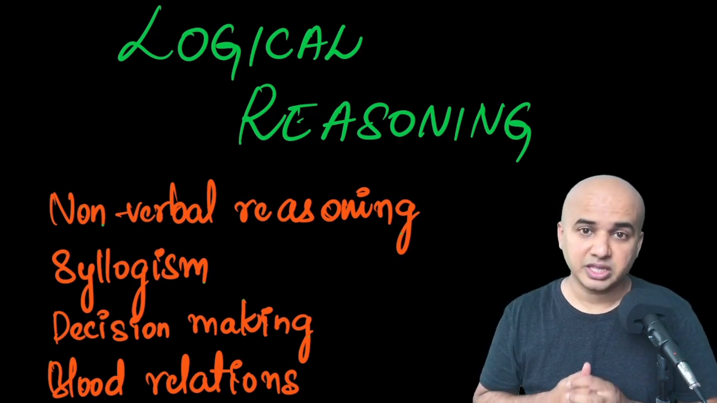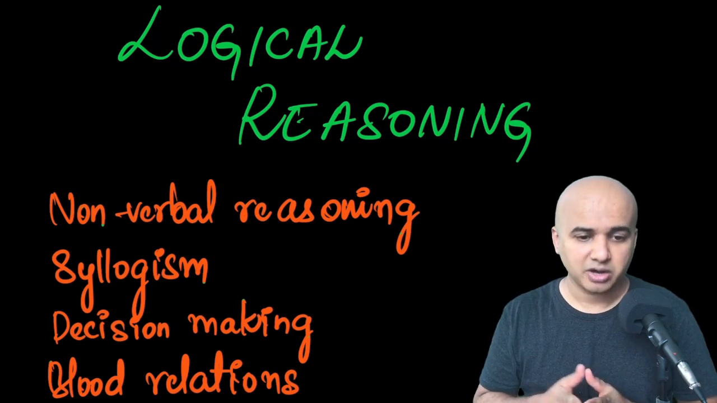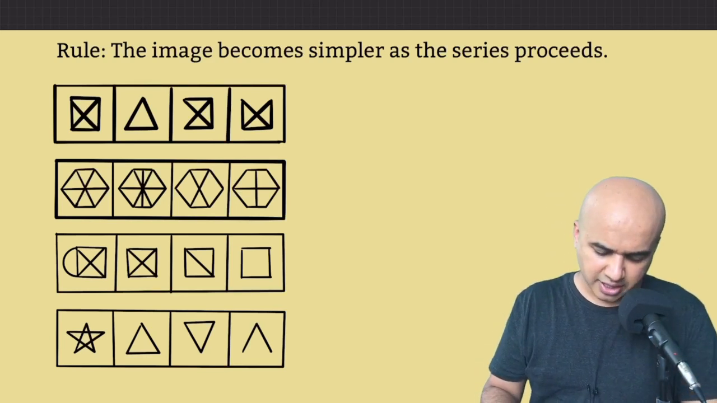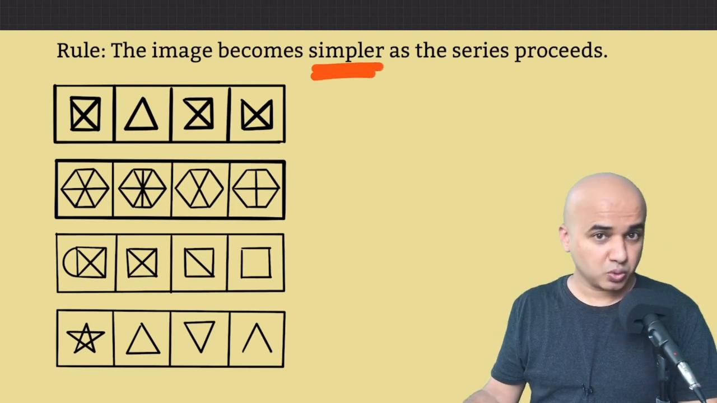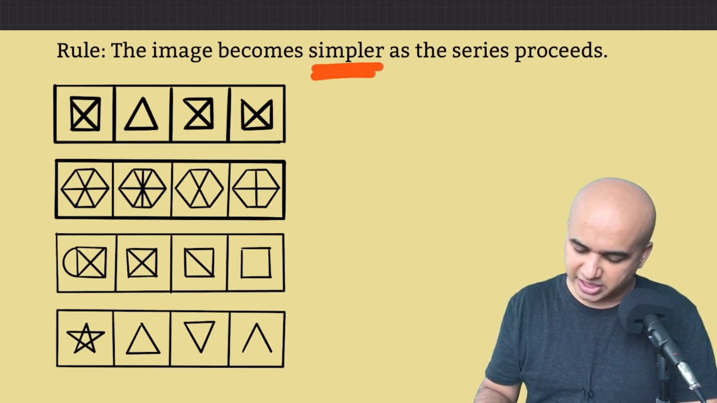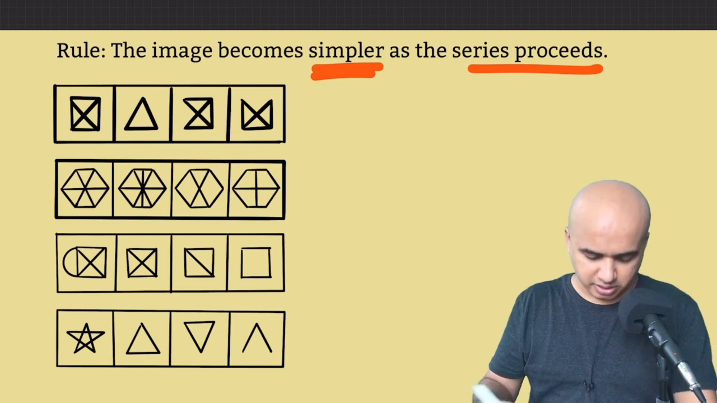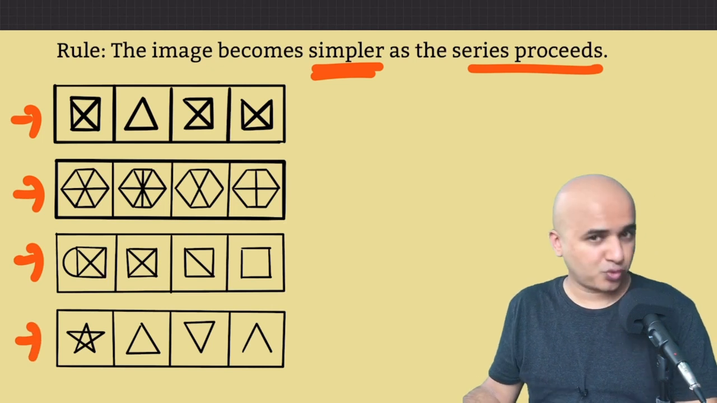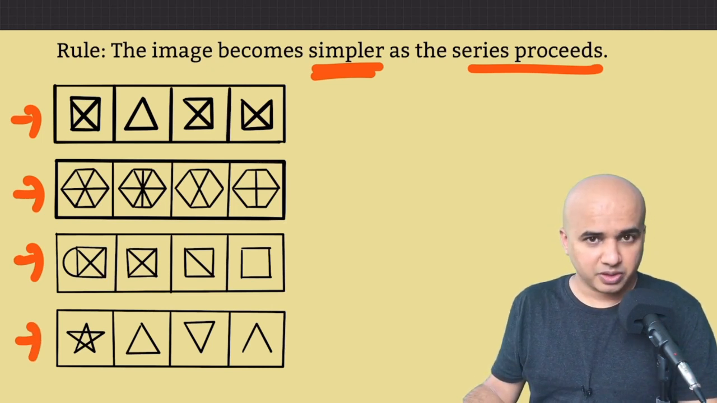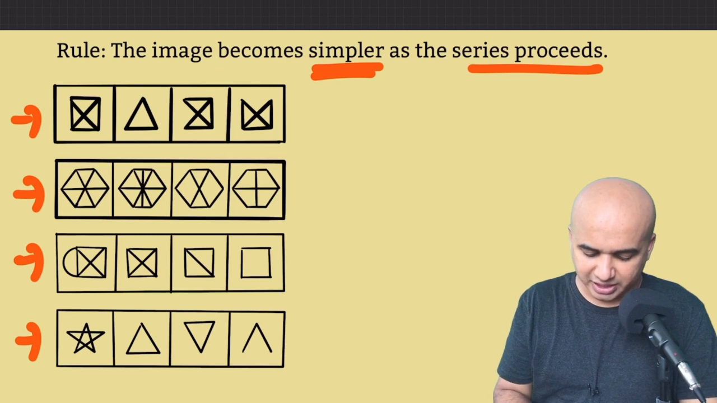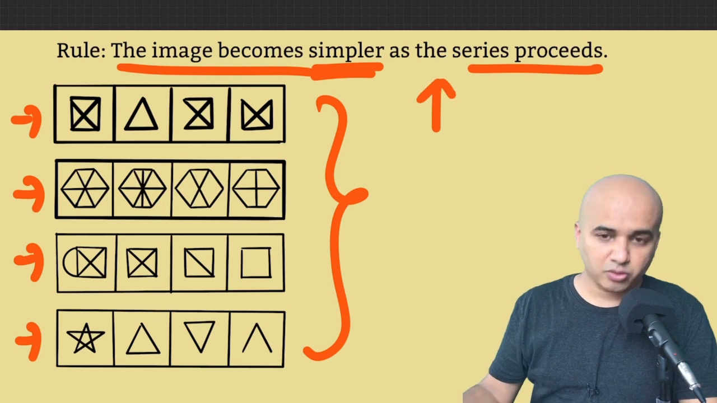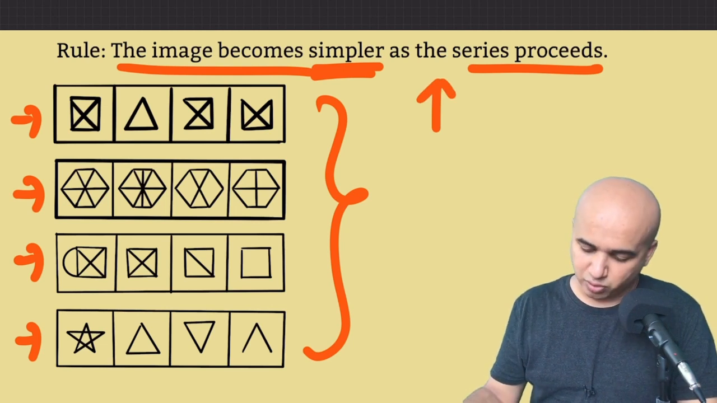So now let us do one thing. Let us start with the non-verbal reasoning, the easiest part out of the topics which we will be covering today. Okay, we have the first question here. The first question says, the image becomes simpler, that is the rule which they have mentioned here, as the series proceeds. That means, so this is the series 1, 2, then 3 and 4. We have 4 series here, but what we have to do here is we'll have to detect this rule as to in which of these 4 series the above rule is applicable. So that is exactly what we are going to do now.